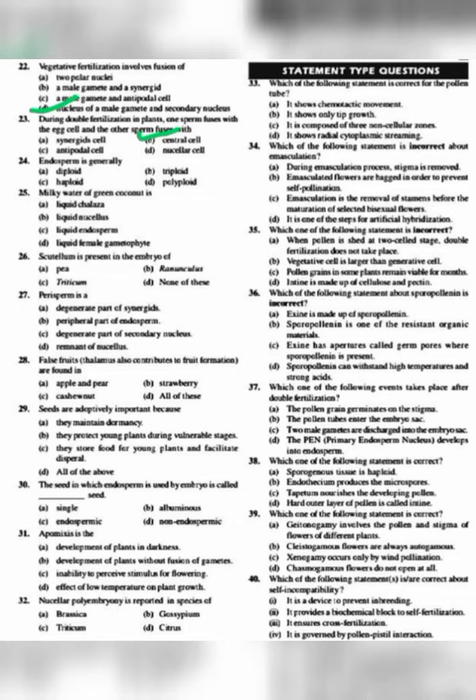24. Endosperm is generally A. diploid, B. triploid, C. haploid and D. polyploid.